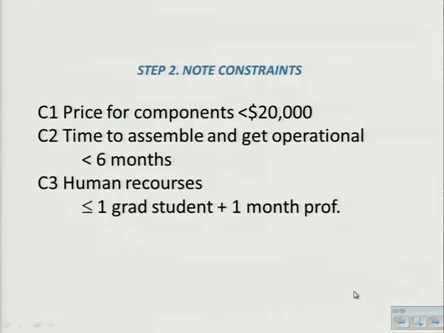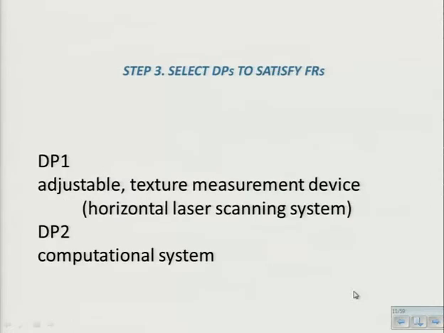We had some constraints, so a constraint on time, constraint on money, and constraint from human resources. So this is what we could get in a grant from NASA. All right, so DP1, we wanted an adjustable texture measurement device. Why does it have to be adjustable? Because we're not sure what we need to measure yet.